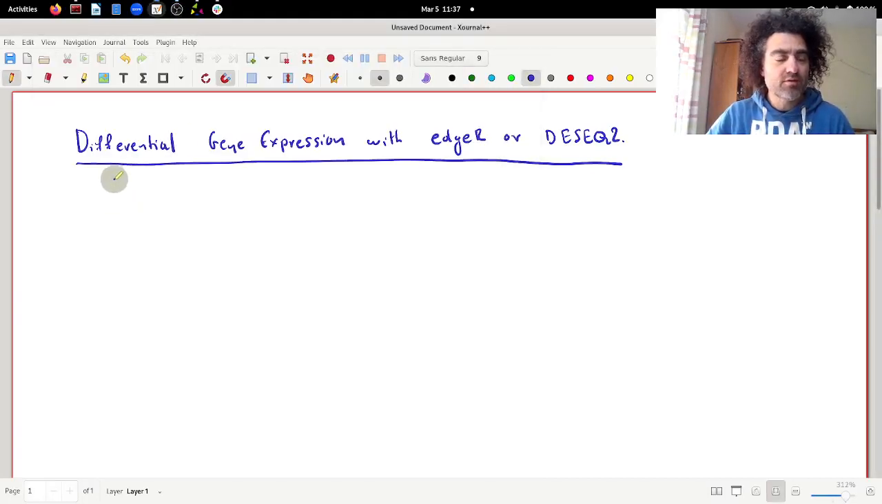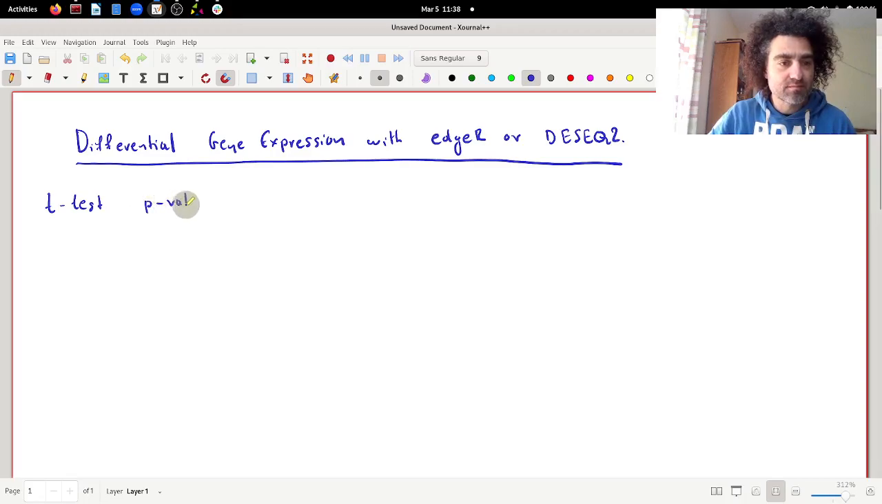We have seen already how to assess if a gene is differentially expressed using t-test and the concept of p-values. So just to remind you what we did here, if we had two classes, for example infected and control, and we have some measurements in each class. So this is the expression level here, and some other measurements here.